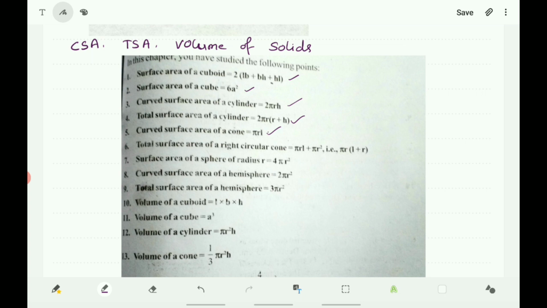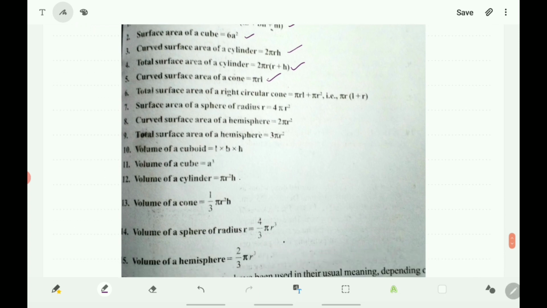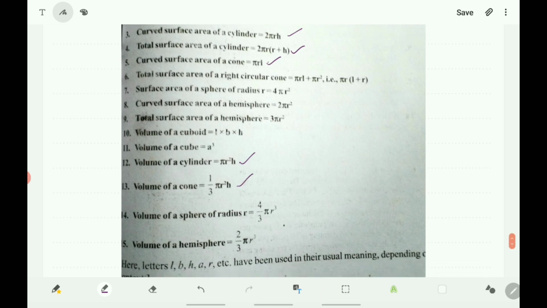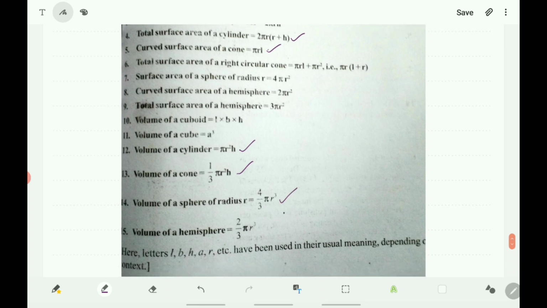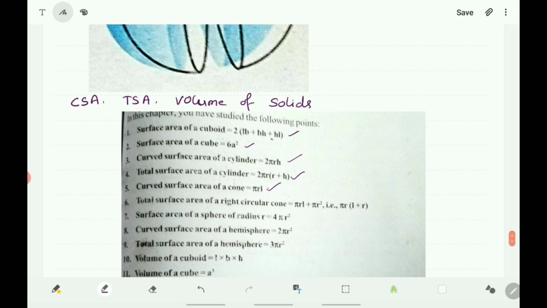And volume of cuboid is equal to L into B into H. Volume of a cube is equal to A cube. Volume of a cylinder is equal to pi R square H. Volume of a cone is equal to 1 by 3 pi R square H. Volume of a sphere of radius R is equal to 4 by 3 pi R cube. And volume of hemisphere is equal to 2 by 3 pi R cube. These are the formulas for the LSA, TSA and volume of the solids.